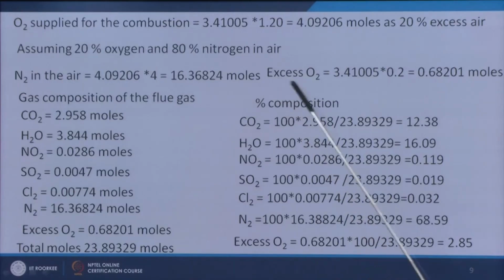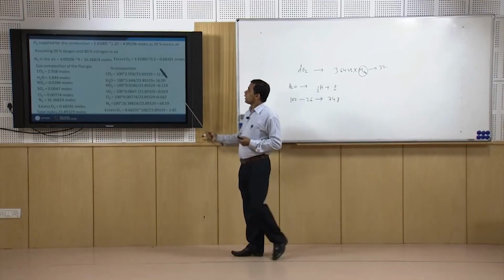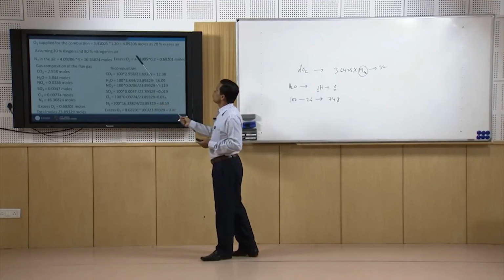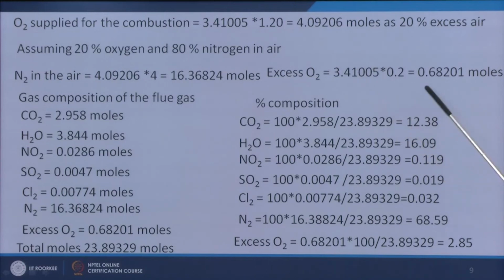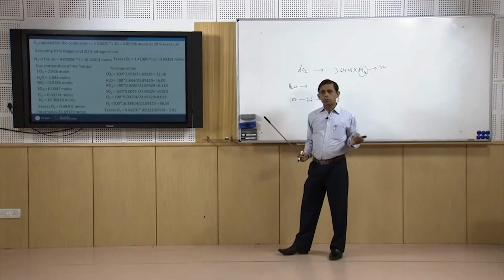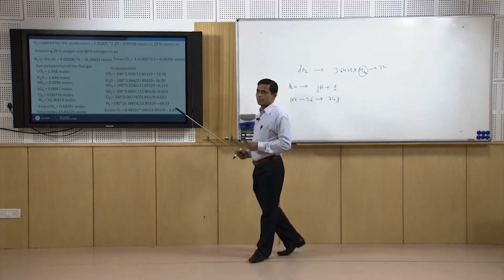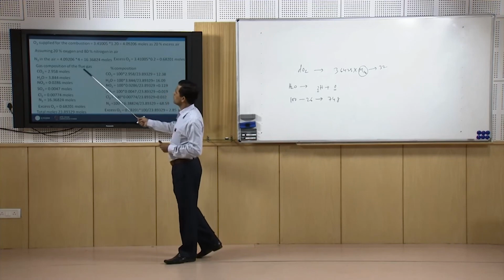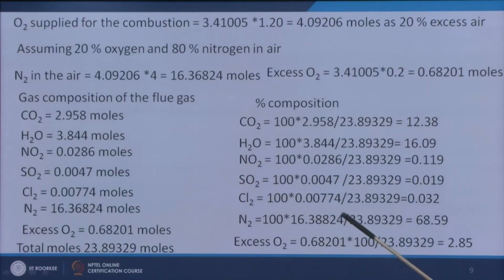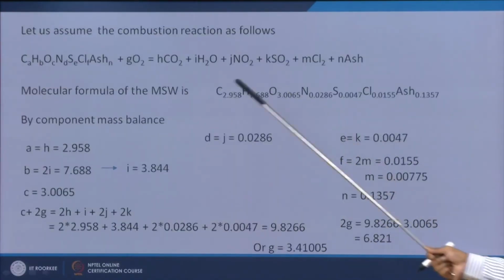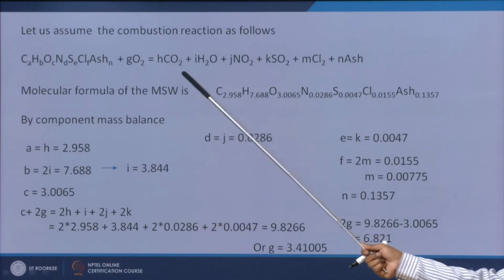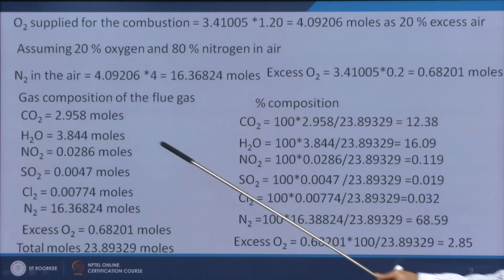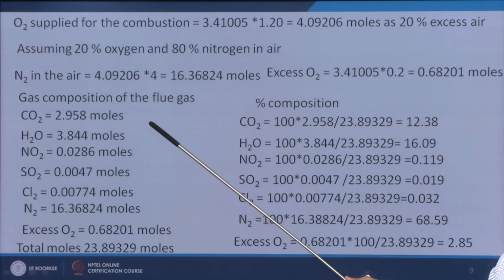Now, what is the excess oxygen? Excess oxygen is 20%, so that will be this moles into 0.2, which is equal to 0.68201 mole. That will be the excess oxygen also present in the flue gas. Then what will be the gas composition? Carbon dioxide is produced by, say, this H moles, and that H value here is 2.958 moles of carbon dioxide.